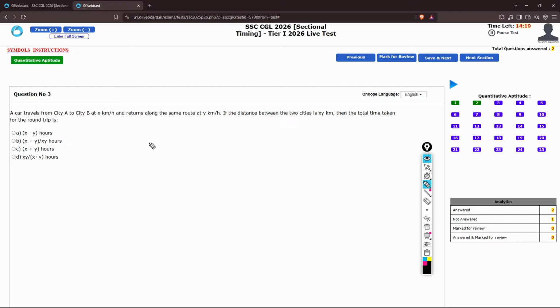A car travels from city A to city B at X km per hour, returns at Y km per hour. The distance between the two cities is XY. The total time taken for the round trip. So XY by XY. So X plus Y hour.